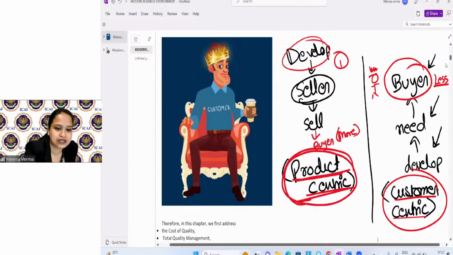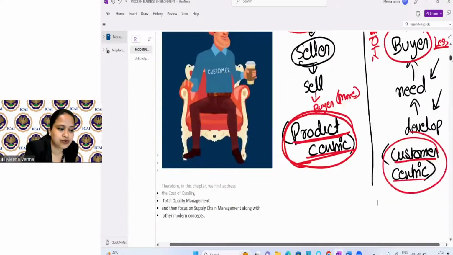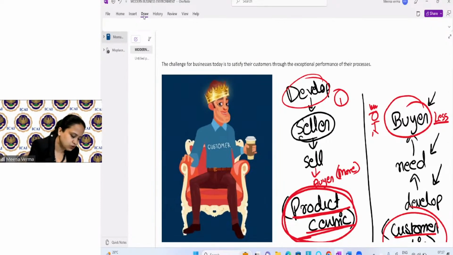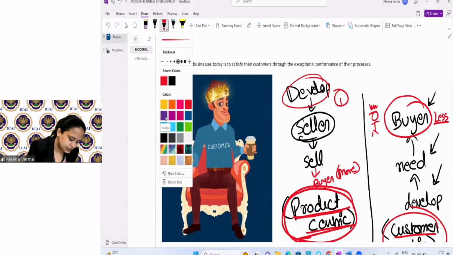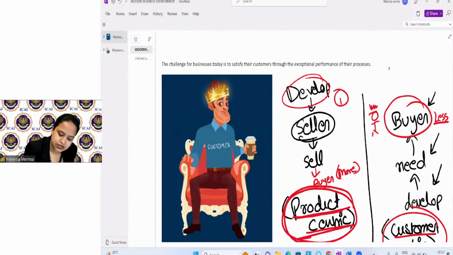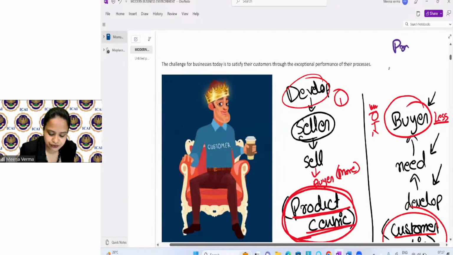So since we want to keep the customer happy and the customer is king now, how can we make the customer happy? In the last session, we studied two things. First, we can make the customer happy through product differentiation.